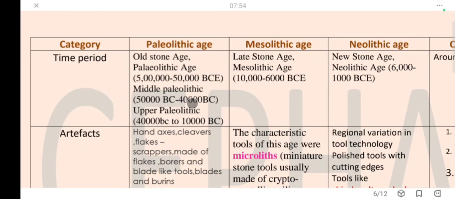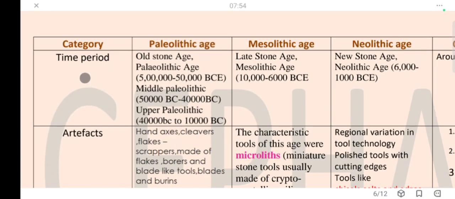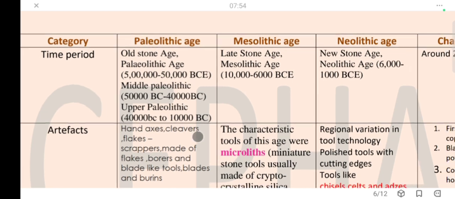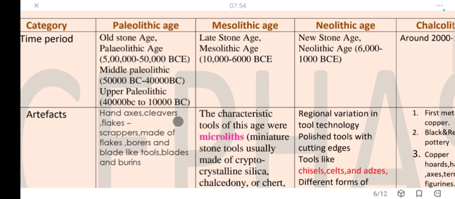Time period: we'll talk about the Paleolithic age first. The Paleolithic age is separated into three types: lower Paleolithic, middle Paleolithic, and upper Paleolithic. Lower Paleolithic is 5 lakhs BC to 50,000 BC. Middle Paleolithic is 50,000 BC to 40,000 BC. Upper Paleolithic is 40,000 BC to 10,000 BC. Wherever the Paleolithic age ends, the Mesolithic age starts. Mesolithic means late Stone Age. It's 10,000 to 6,000 BC.